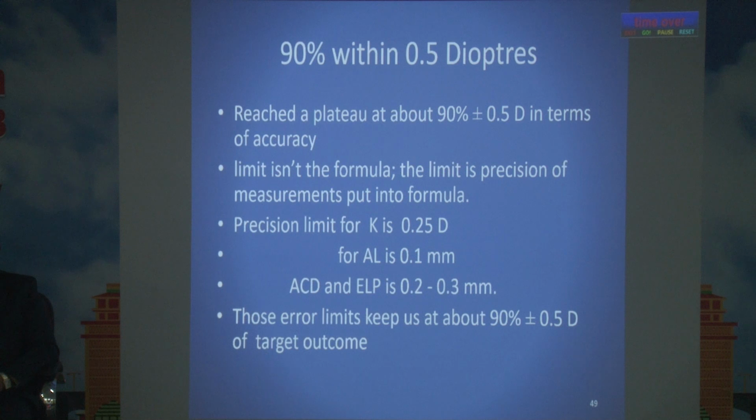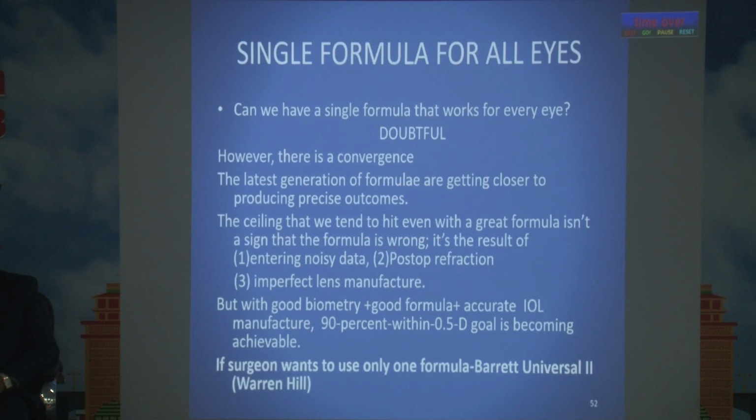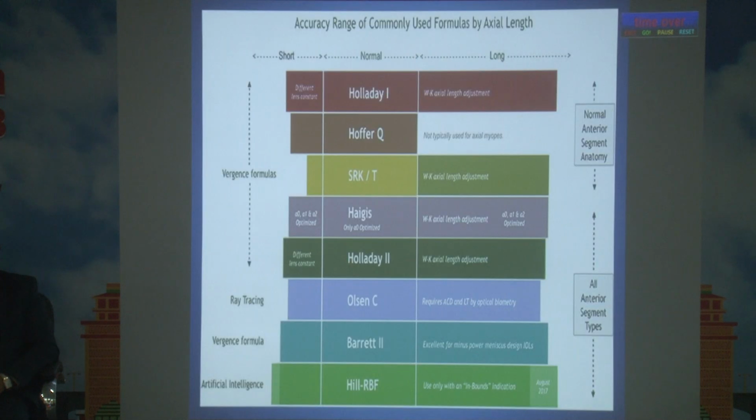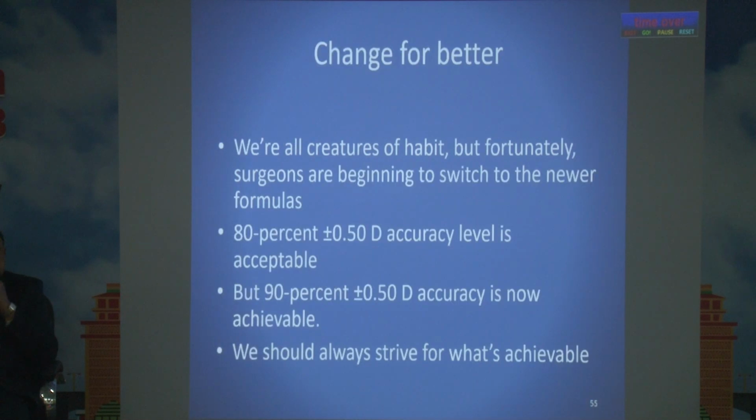The reason we are not able to go beyond 90% is because the precision limit is 0.25 diopter for keratometry, axial length 0.1 millimeter, anterior chamber 0.2 millimeter. We are not able to cross the least count of these. So can we use a single formula for all eyes? Yes, if you don't have access to other formulas, start using Barrett Universal 2 and Hill RBF. Improvements in technology have allowed accuracy of biometry to double every 5 to 10 years. 80% was acceptable, but now 90% is achievable.